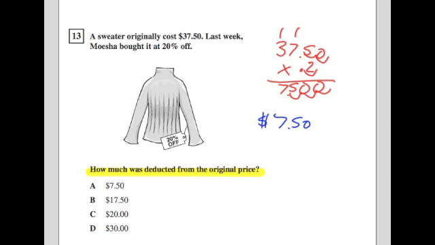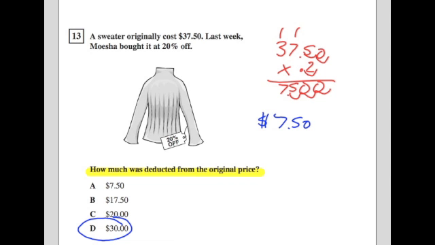Now, $7.50 is the price of the discount, and $37.50 was the original price. So if you subtract them, you end up paying $30 for the sweatshirt. Notice how $30 is right here. Now, that is not the answer. That's how much a sweatshirt cost. But look at the question, what it's asking us. How much was deducted from the original price? It's not asking us how much it cost.